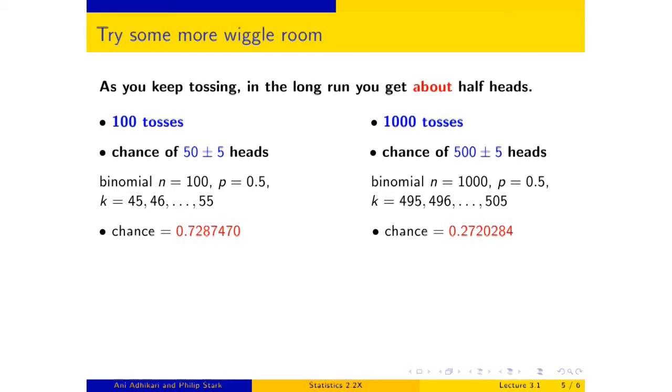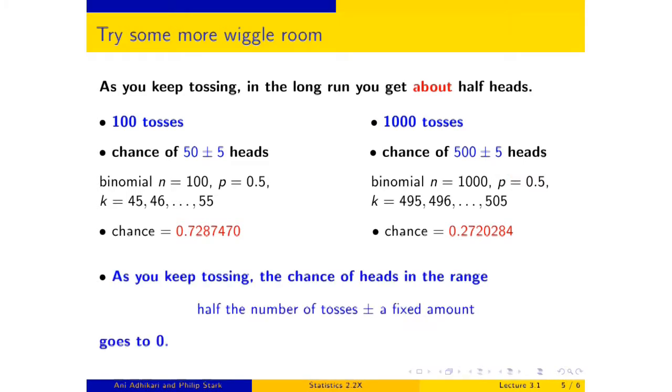And I think you will now believe that if I tossed a million times, and if I looked at the chance of half a million plus or minus the same error estimate, 5, that chance would be even smaller. There's no getting away from it. As you keep tossing, the chance of the number of heads in the range, half the number of tosses, that's your central bar, 50 here, 500 here, plus or minus a fixed amount, 5 in both cases, that chance goes to 0.